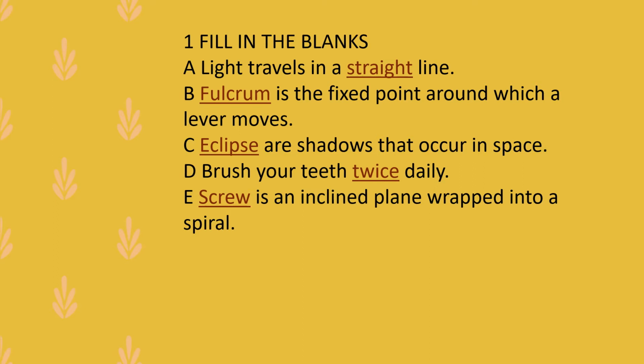Then C, dash are shadows that occur in space. The answer is eclipse. An eclipse is a shadow formed in space that makes the sun or the moon invisible for some time. Eclipses are of two kinds: solar eclipse and lunar eclipse. Next is D.